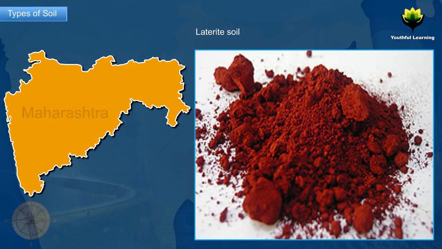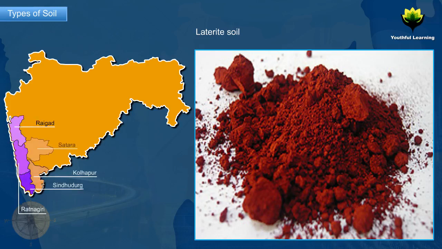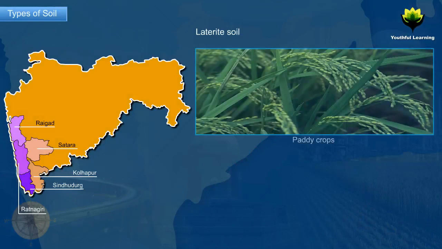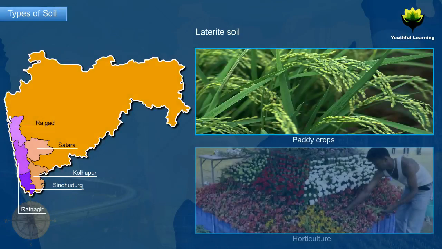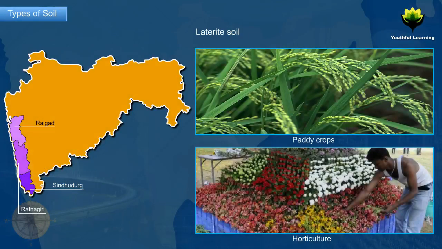It is commonly found in Ratnagiri, Raigad, Sindhudurg, Kolhapur, and Satara districts in the state. It is widely used for growing paddy crops and horticulture in Konkan.